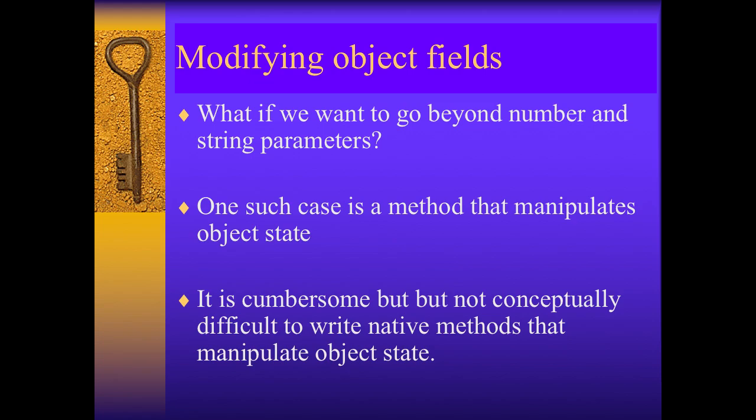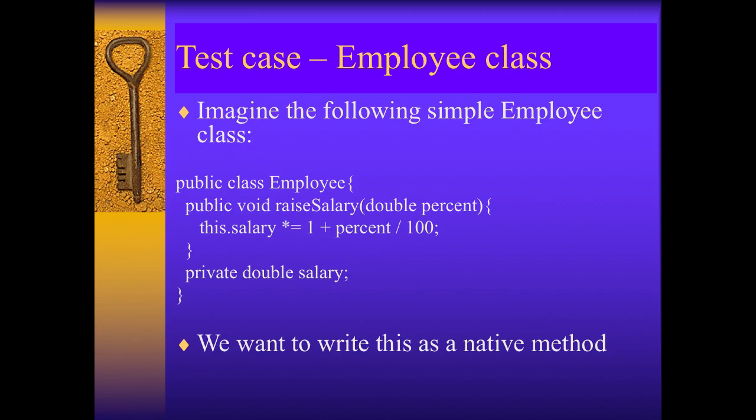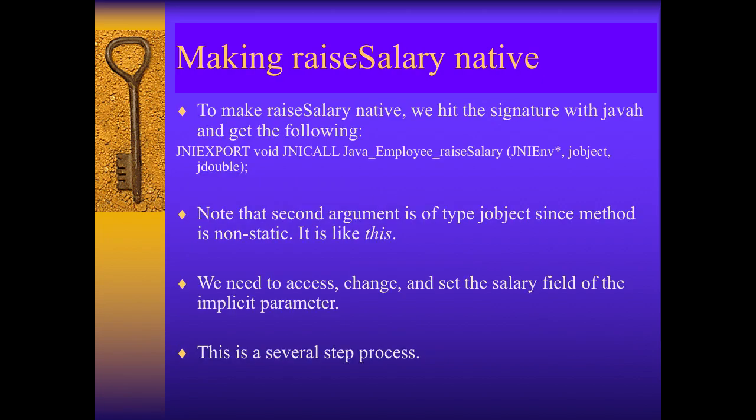And then, of course, if you want to go beyond numbers and strings, things can get even more cumbersome. So here, for example, we have a class called Employee, and he looks like he's going to get a raise of a certain percentage, and now I want to implement this as a native method. So first thing I want to do is a JNI export, and I create the so-called JNI call. So we've got our own little library that we can link to within the C++ or C program.